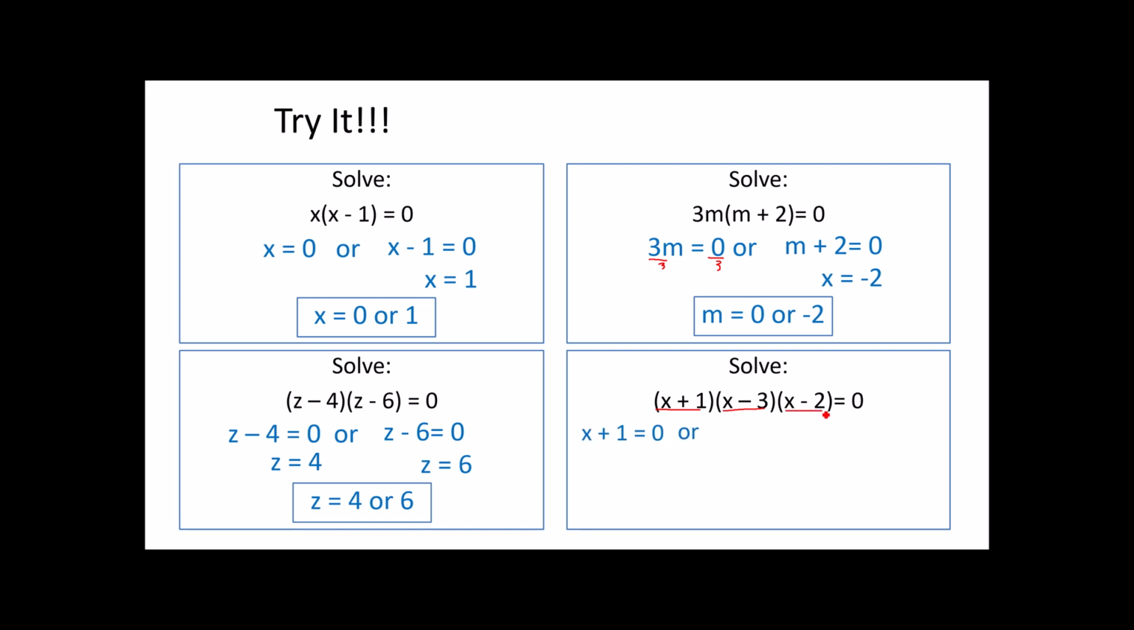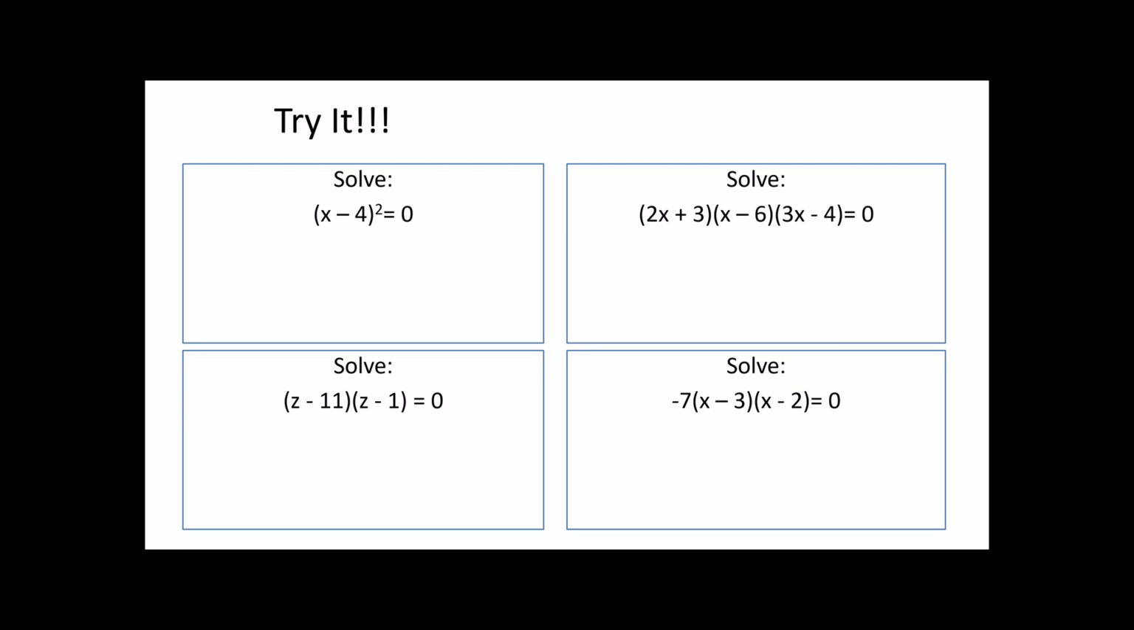If any one of those is equal to 0, this will come out as a 0, which means x can either be a negative 1, x could be a positive 3, or x could be a positive 2. Any of those are solutions to this equation. Isn't that awesome? I love that.